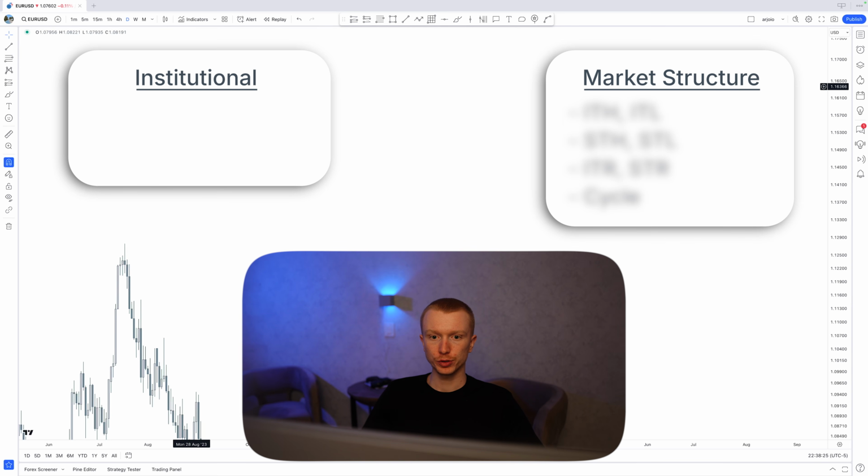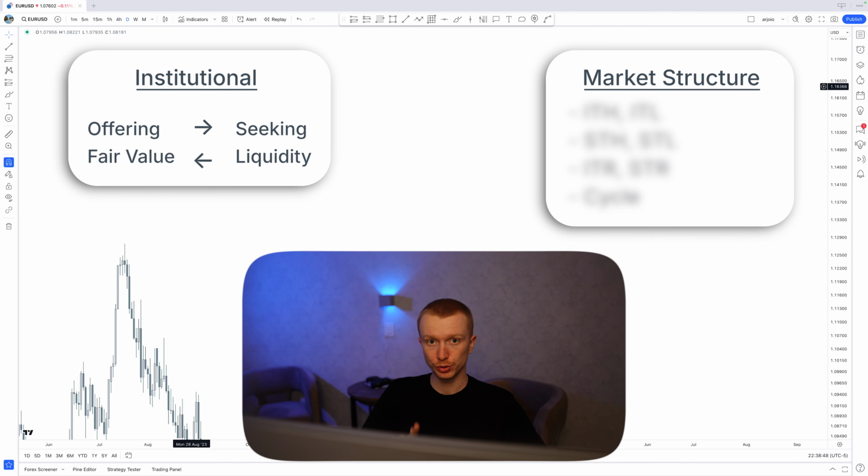The market moves because institutions make the market move. And institutions, you can also see it as central banks, huge financial institutions. Those institutions make the market move through two things. They are always doing either one of these two things. They are either offering fair value or they are seeking liquidity.